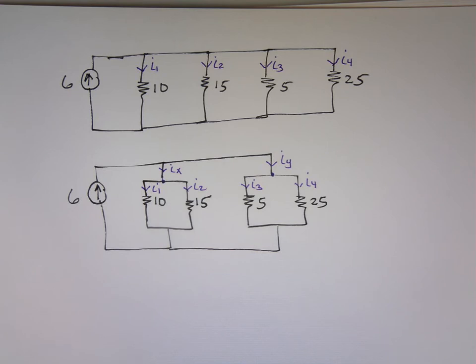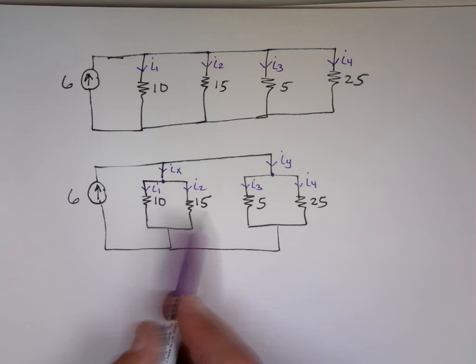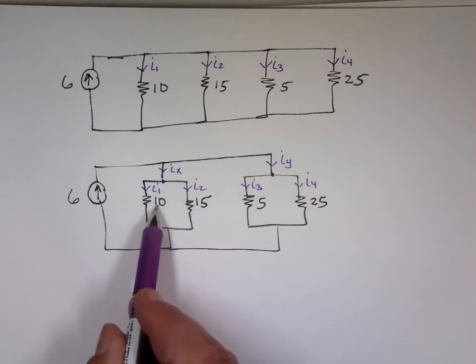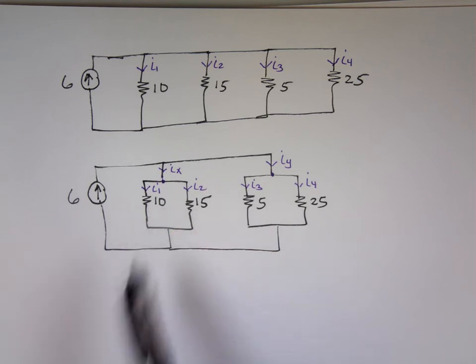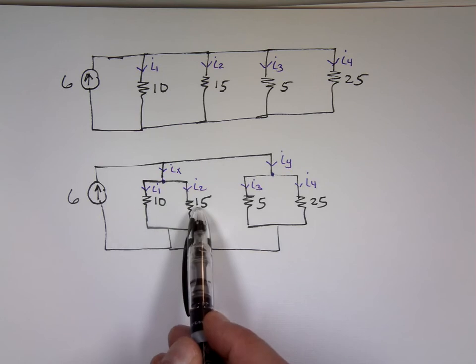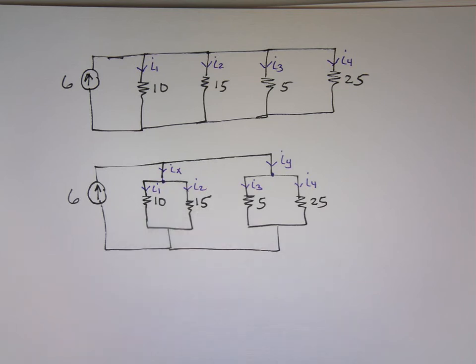Can I find the equivalent of these two? The product over the sum. 10 times 15 is what? 150. 150 divided by the sum of them, which is 25. What's 150 over 25? Is that a 6?